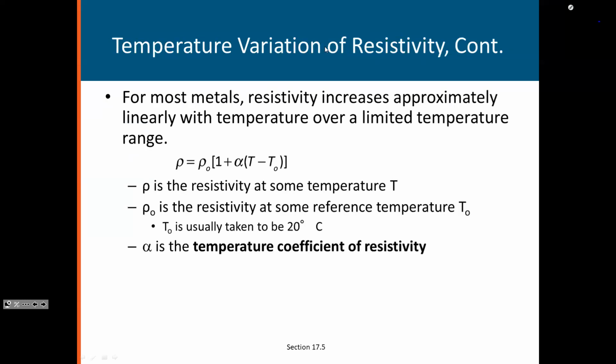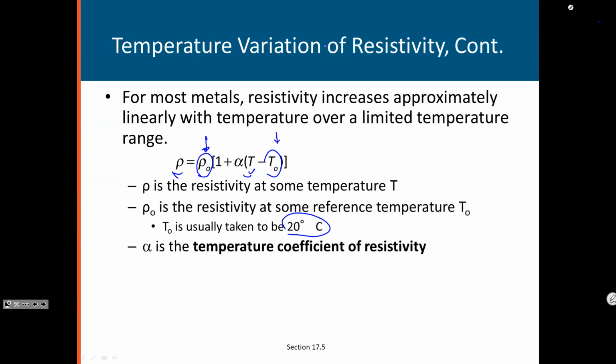Okay, for most metals, the resistivity varies approximately linearly with the temperature. So if I take the resistivity at a certain temperature T, you can see it's a really linear relationship. What is this? They compare it with a reference temperature T0. For example, we usually choose the reference temperature as 20 degrees, room temperature. Say the resistivity there is rho 0.